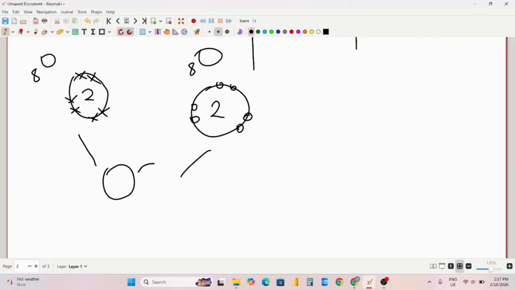So for the oxygen atom, from oxygen gas, 2 pairs of electrons are shared. So we go 1, 2, 1, 2. And oxygen has other electrons that will not participate in the bonding, called lone pairs.